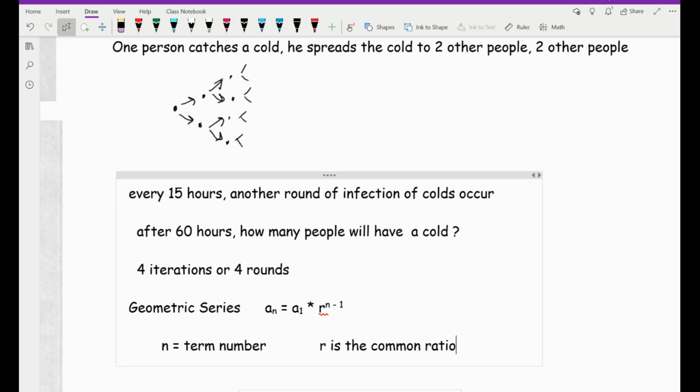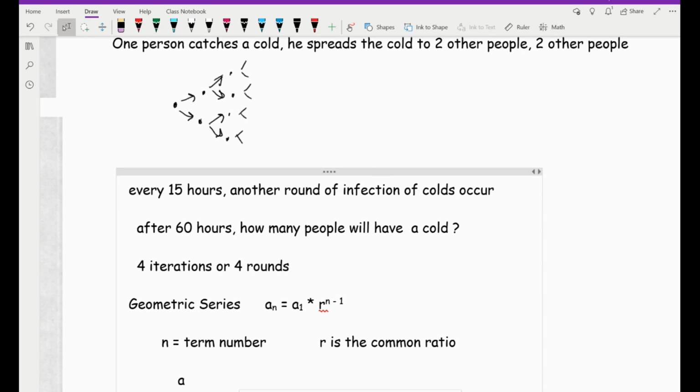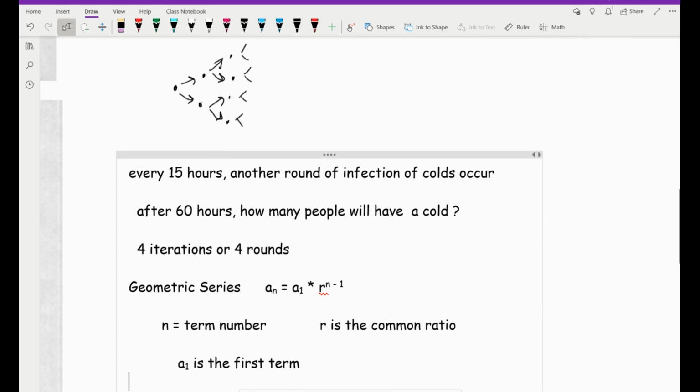R is the common ratio. Are the numbers doubling every time? Are they going by a half every time? Are the numbers tripling every time? That is the R. And a sub 1 is the first term. So I'll give you an example.